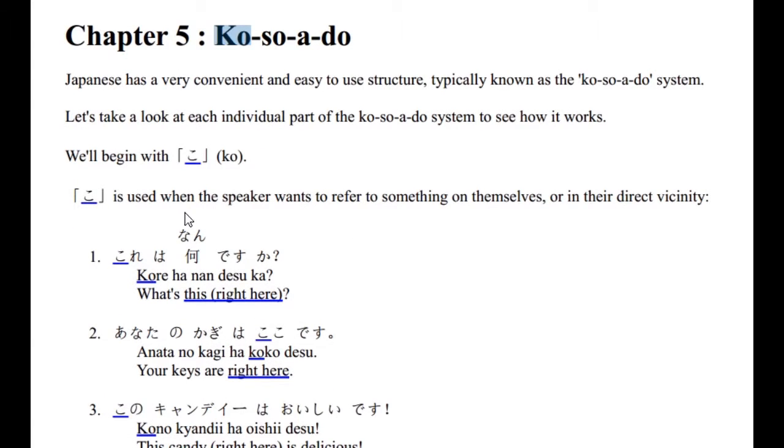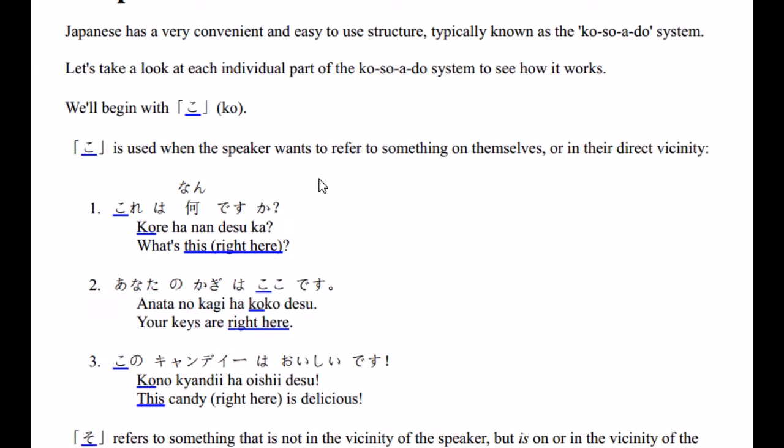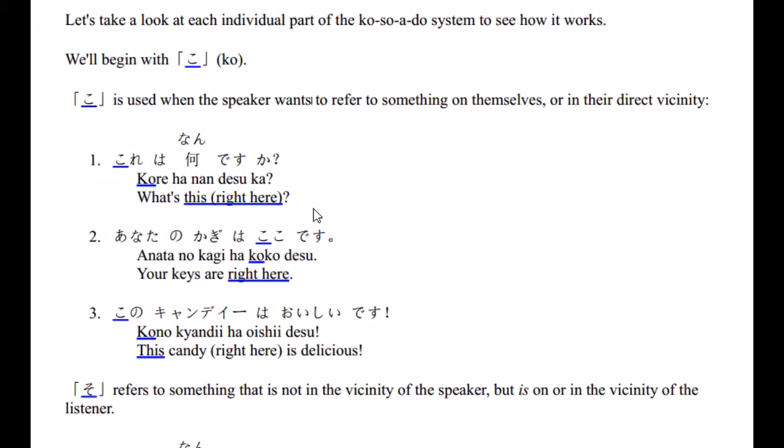So ko is used when the speaker wants to refer to something on themselves or something that's in their direct vicinity. So to help clarify, we have some example sentences here. Number 1, これは何ですか? So in English this means, what's this? And this means, what's this right here? So remember, ko expresses that something is on or near the speaker.